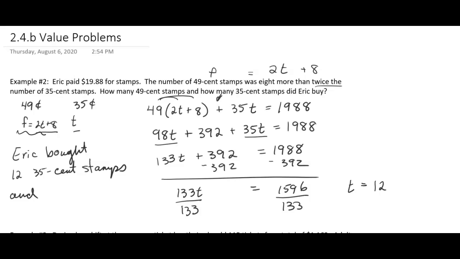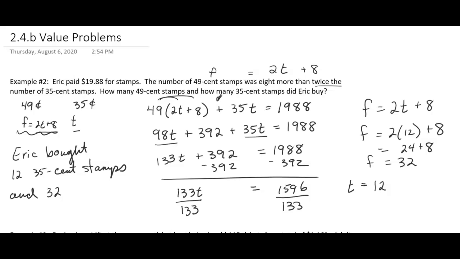Well, you've got to use this part right here. I'm kind of running out of room, but if F equals 2T plus 8, then F is going to equal 2 times 12 plus 8, which is going to be 24 plus 8. So about 32 49-cent stamps. And you could multiply that all out and check it and see if it's right.